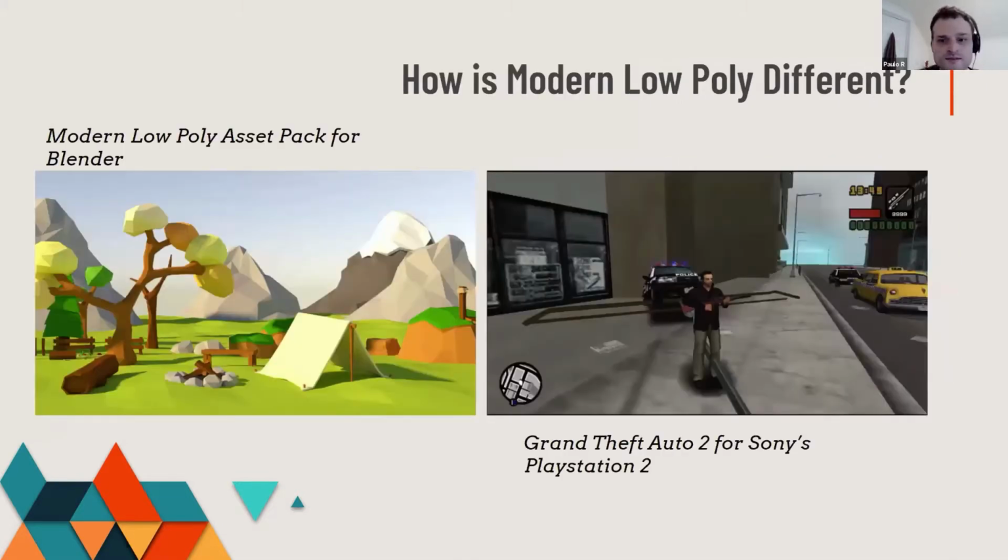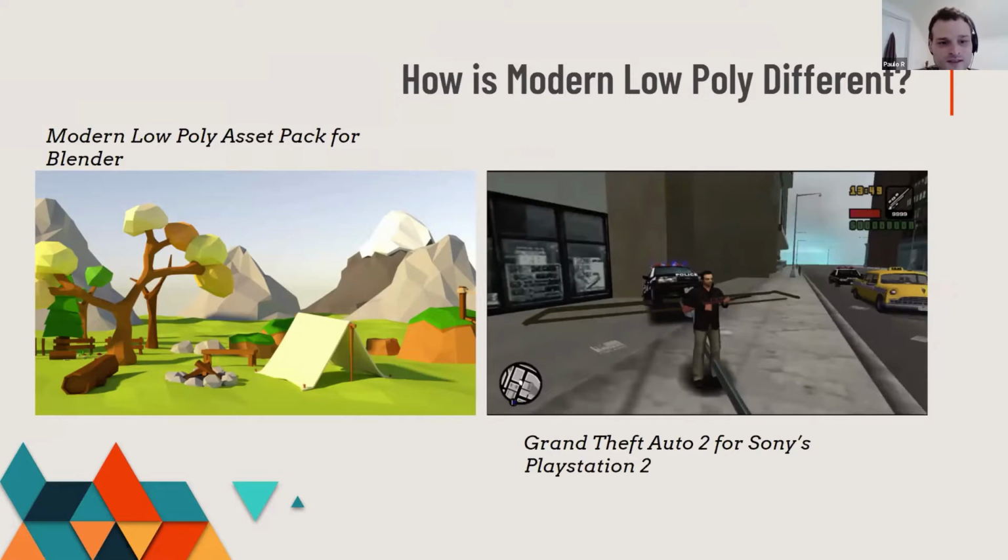So if you look here, both of these are low poly examples, right? On the right, you have Grand Theft Auto 3, for Sony's PlayStation 2, which came out in the early 2000s. And if you saw a game like this today, you'd probably say this looks like a really bad game, a very cheaply made game, even though this was state of the art just a couple decades ago.